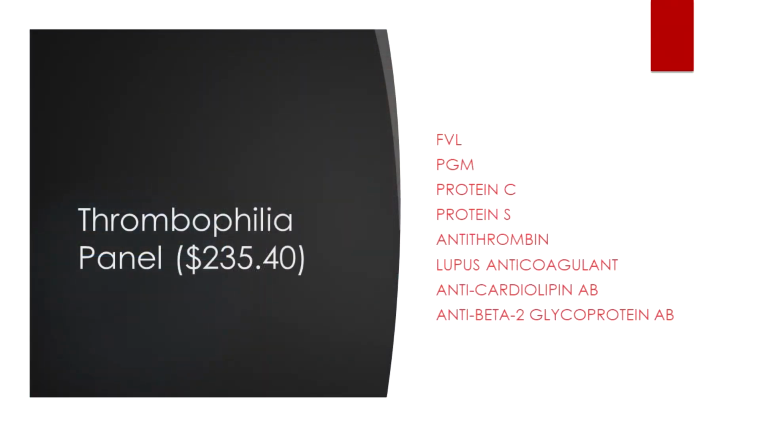So the thrombophilia panel itself is reimbursed by the Medicare Benefits Schedule, and it costs $235.40 in terms of the MBS item. That includes, if you were to write this on a form, write FVL for factor V Leiden, PGM for prothrombin gene mutation, protein C level, protein S level, antithrombin level, lupus anticoagulant, anti-cardiolipin antibodies, and anti-beta-2 glycoprotein antibodies.